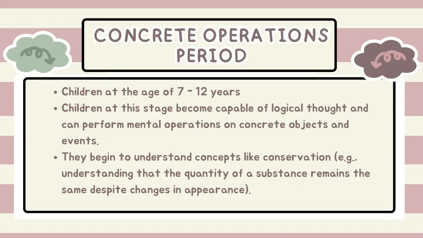Next is the concrete operation period. The concrete operation period involves children at the age of 7 until 12 years old. Children at this stage become capable of logical thought and can perform mental operations on concrete objects and events. They begin to understand concepts like conservation, for example, understanding that the quantity of a substance remains the same despite changes in appearance. In the next video, I will show a Piaget theory experiment that I did on a child of 10 years old.